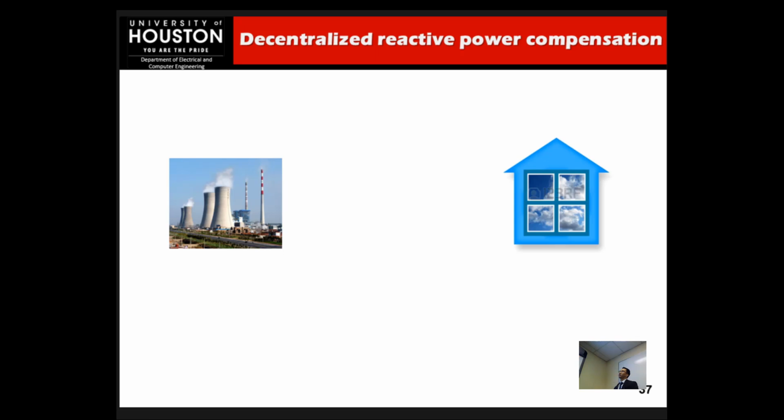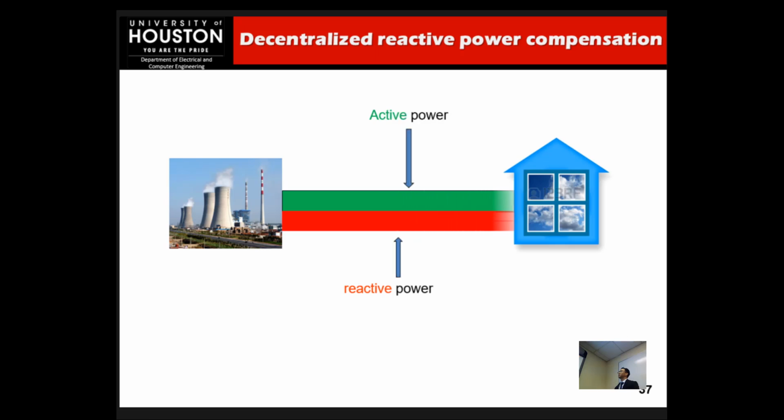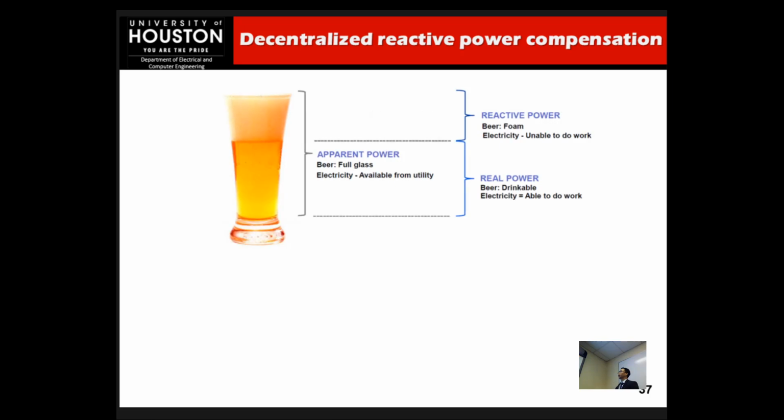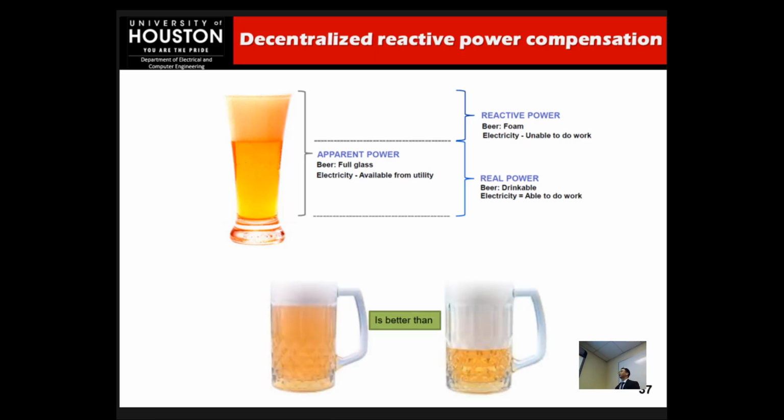Different from a DC network, in an AC network the utility company needs to deliver both reactive power and active power to the user. But the user only pays for the active power. They don't need to pay for the reactive power. You can imagine reactive power and active power like the beer we drink every day. The real power here is the drinkable part. Because the utility company only charges for active power, from their viewpoint they want to deliver more active power to have higher benefits.